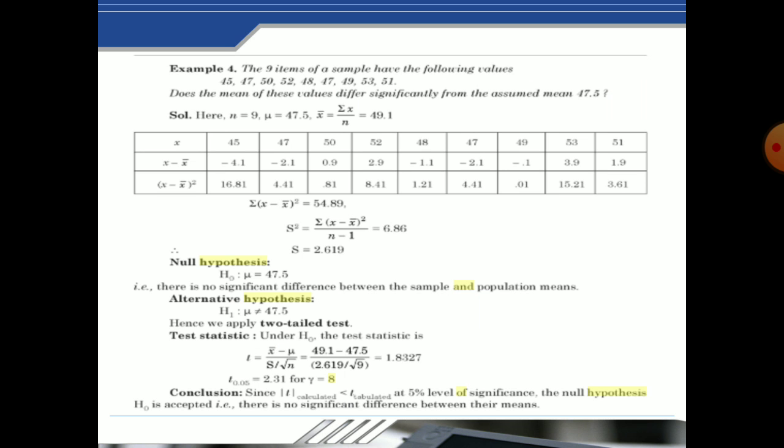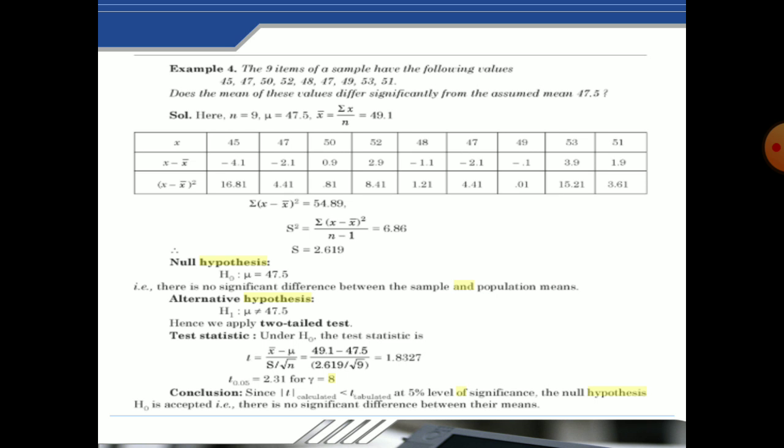Here in this question, you are given the data in which you have to calculate your x bar and the standard deviation. In the last question, those things were given. So you are given the 9 items: 45, 47, 50, 52, 48, 47, 49, 53 and 51. Does the mean of these values differ significantly from the assumed mean, 47.5? Okay. I have already taught you in your mean chapter how to calculate the mean and the standard deviation from the given values.